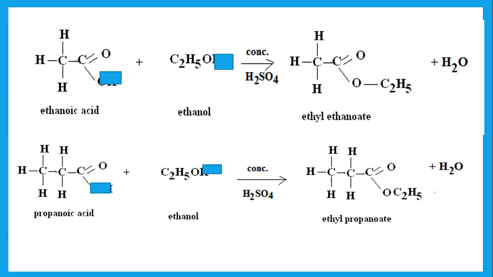Now, how do we name the ester? We start with the name of the alcohol. Which alcohol did we start with? Ethanol. So the ester is ethyl something. The acid was propanoic. So the ester is ethyl propanoate.